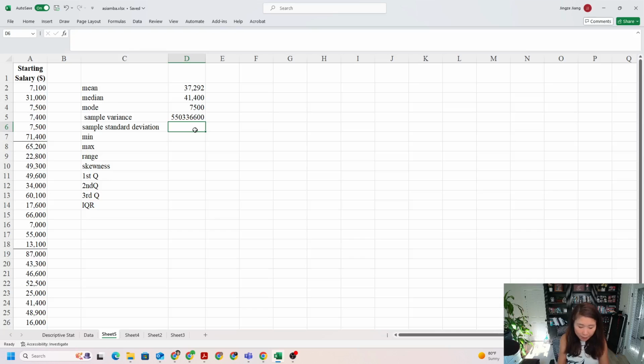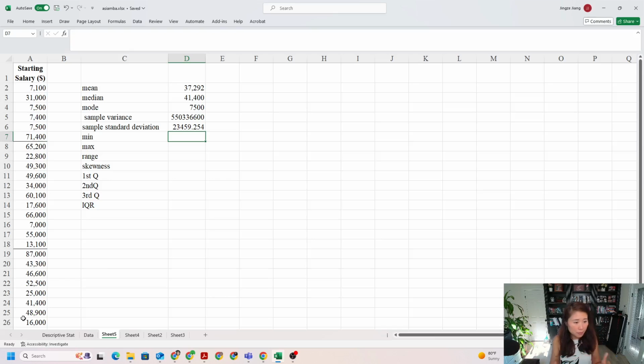Now for sample standard deviation, we are using the formula called STDEV.S. That gives us the sample standard deviation, and in the parentheses, select all the data. Close the parentheses, and then push enter. Okay, that gives me the standard deviation.